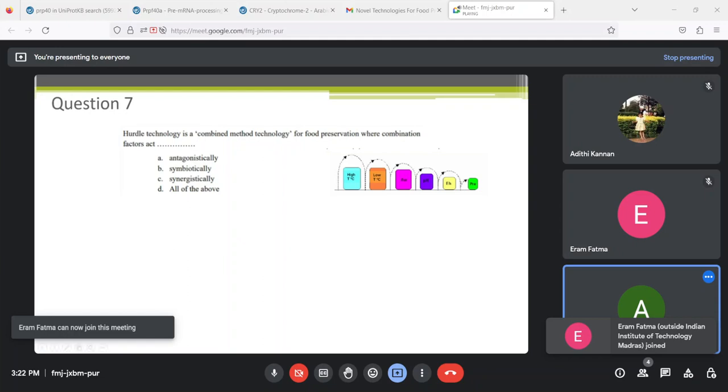So as you can see here, each of these factors that you will be changing will act like a hurdle to your microorganisms. So at each and every hurdle, the amount of microorganisms that are surviving will keep on reducing. So at the first hurdle, let's say you have 100 microorganisms. After the first hurdle, you will have, let's say, somewhere around 70. After the second hurdle, you will have somewhere around 50. So on and so forth.